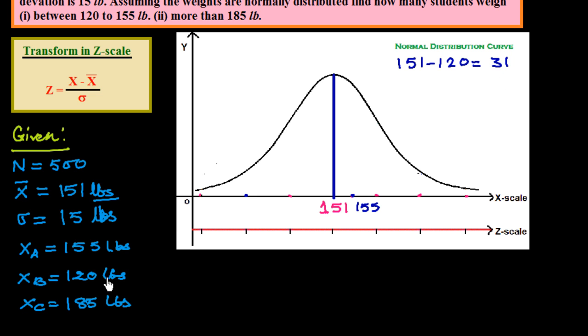We know that sigma is 15. So 31 is more than twice sigma. It is beyond x bar minus sigma and x bar minus 2 sigma, so it would be somewhere at this place. So we get this value, which is 120. I draw some vertical lines here: one line at 120, and one line at 155.